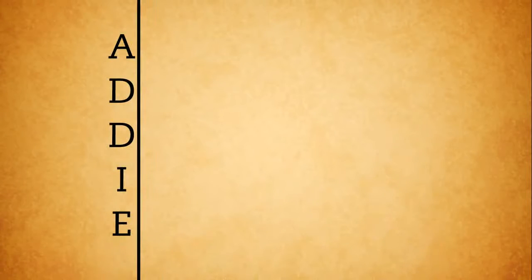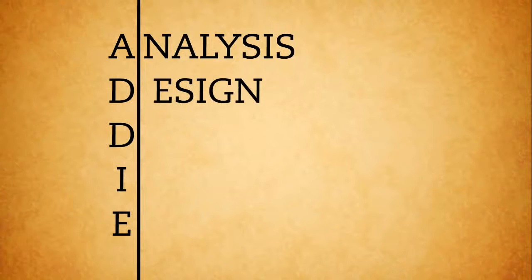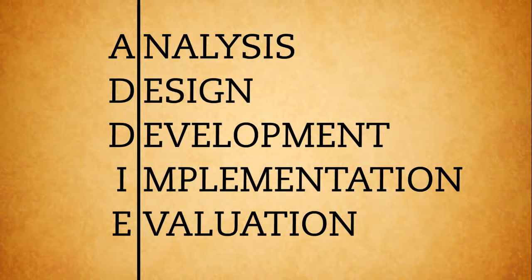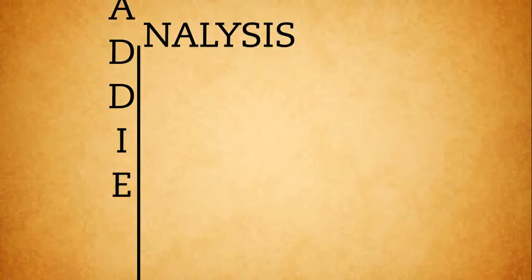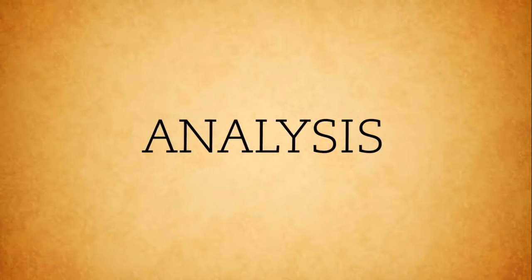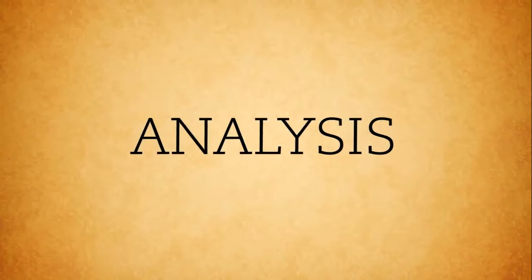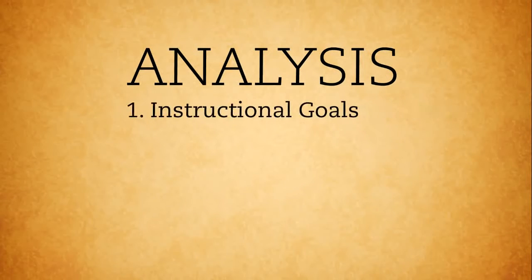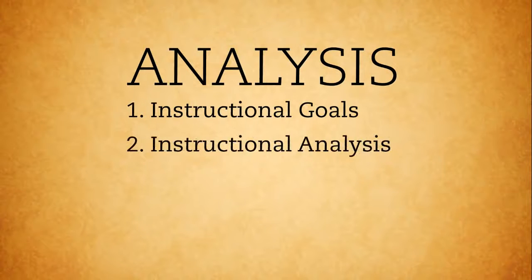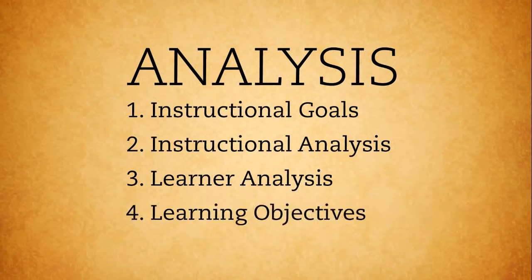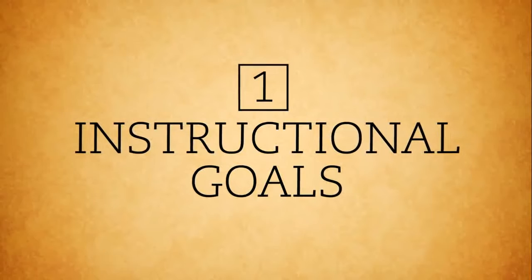The ADDIE model includes 5 phases: analysis, design, development, implementation, and evaluation. Let's take a closer look at the first phase, the analysis phase. Doing a thorough analysis before developing and implementing training can save a lot of time and resources. The analysis phase generally consists of 4 subphases: the development of instructional goals, an instructional analysis, a learner analysis, and the development of learning objectives. So let's talk for a minute about the first step, developing instructional goals.